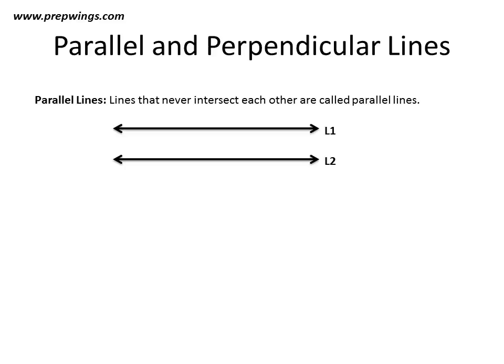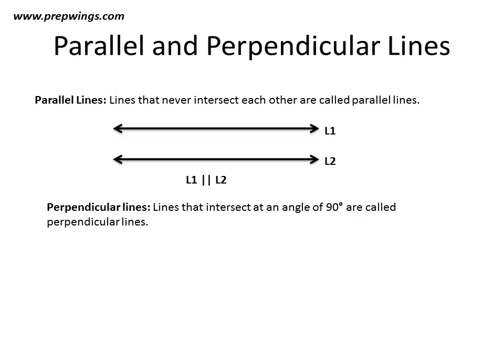Okay. Now parallel and perpendicular lines. Parallel lines are lines that never intersect each other. So parallel lines are shown over here, L1 and L2, and the symbol for parallel lines is shown. So L1 is parallel to L2. Now for perpendicular lines, lines that intersect at an angle of 90 degree are called perpendicular lines. So L3 and L4 shown over here intersect at 90 degree. So they are perpendicular lines. So L3 is perpendicular to L4.